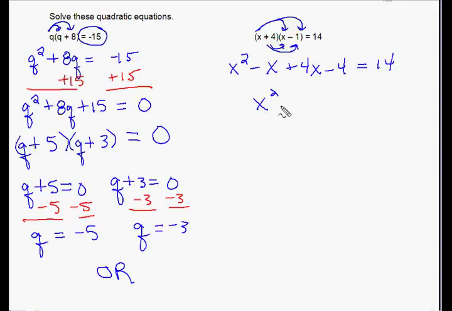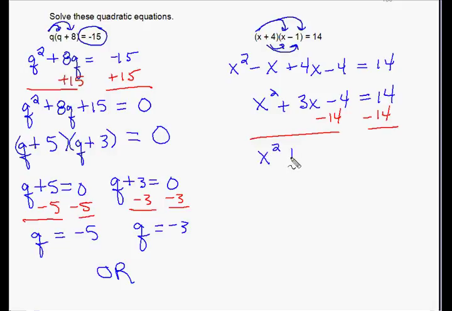x squared plus 3x minus 4 is equal to 14. What I really want is for it to equal 0. So I can add a negative 14 to both sides of the equation, making that equal to 0. x squared plus 3x minus 18 is equal to 0. So again, since we have more than one variable, we can't get those together. We can't isolate it.